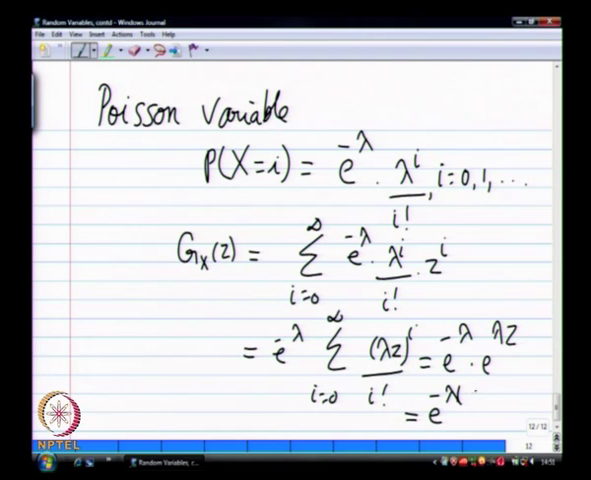So therefore that is e to the power minus lambda times e to the power lambda z, which equals, again we can write it either way. I can make it lambda into z minus 1, or minus lambda into 1 minus z. I am writing it as e to the power minus lambda, 1 minus z, for whatever it is worth. So that is my generating function. Questions?